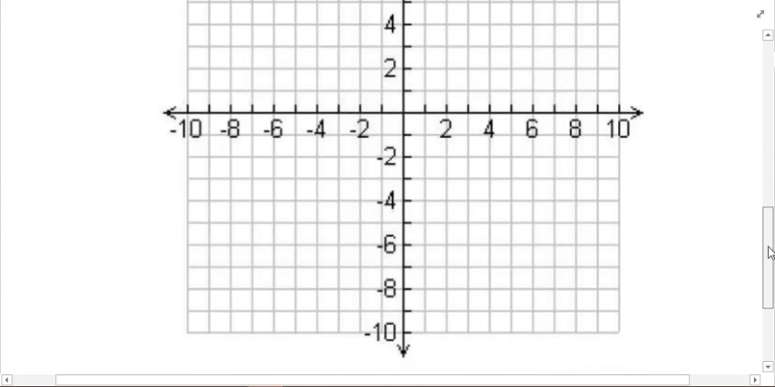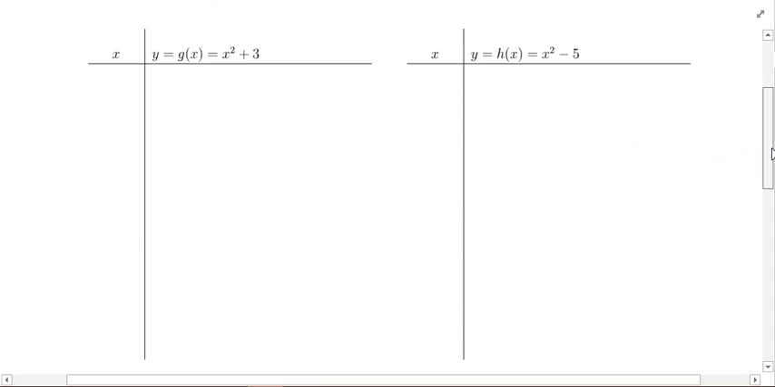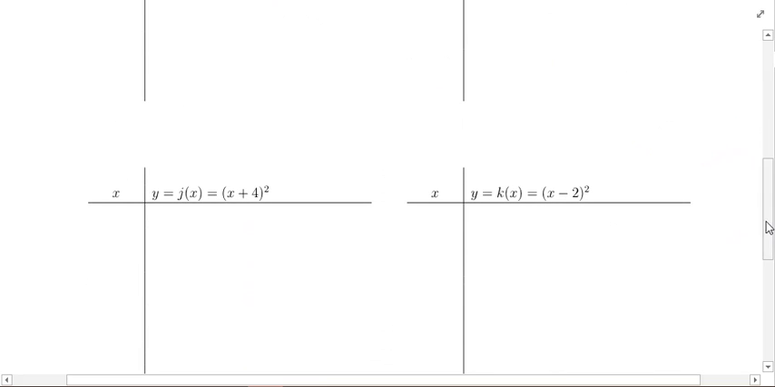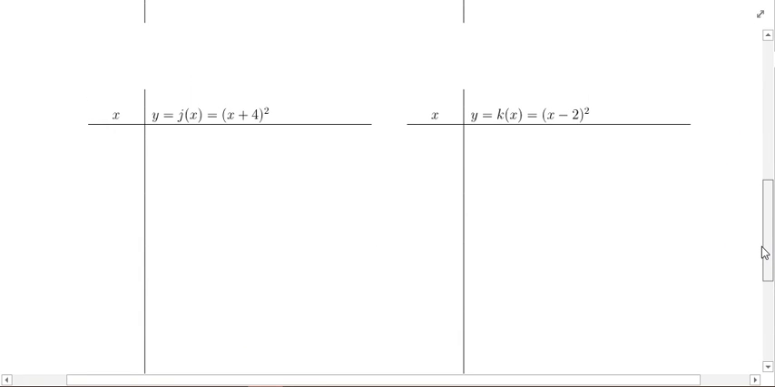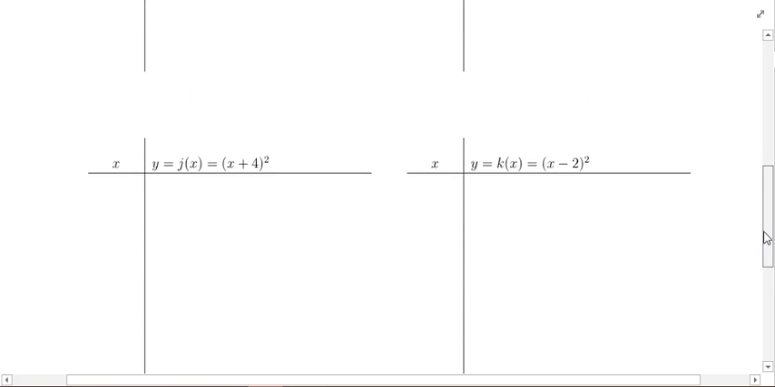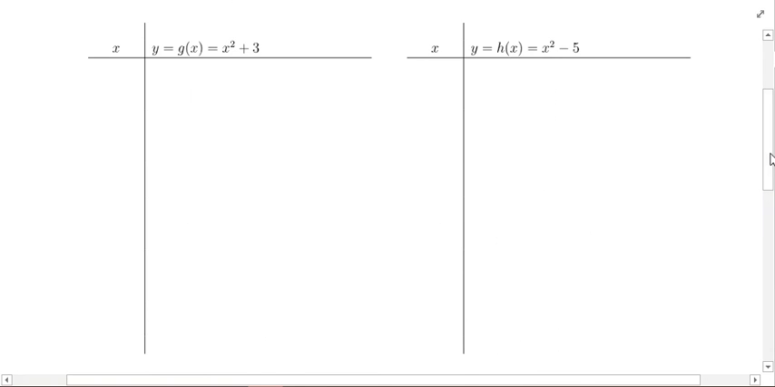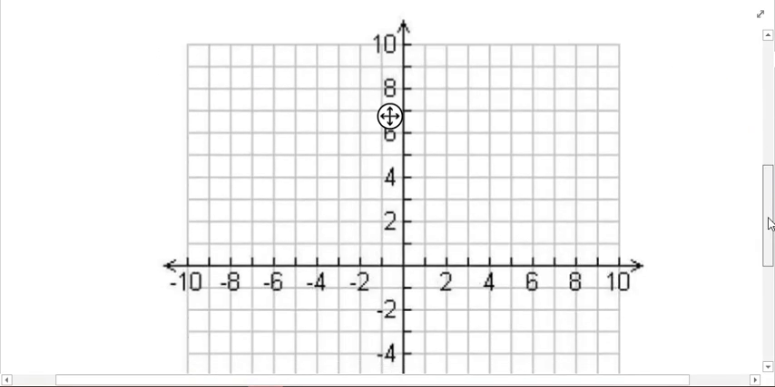Okay, if you go to page 2, you will see a table of values. There's a separate table for each of the 4 functions. The first one is x squared. We know what that looks like from section 3.4, but the other 4 functions, we have to make a table of values to plot them. So you can make your tables on page 2, and then once you come up with your list of points for each graph, you can come back to the grid, and we're going to put all the graphs, all 5 graphs on this one grid.